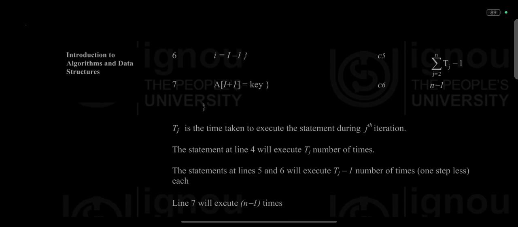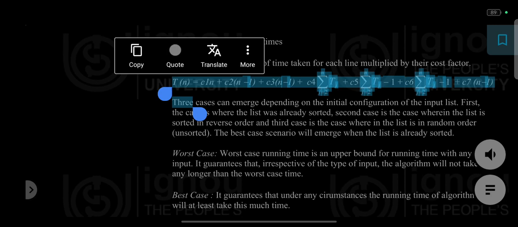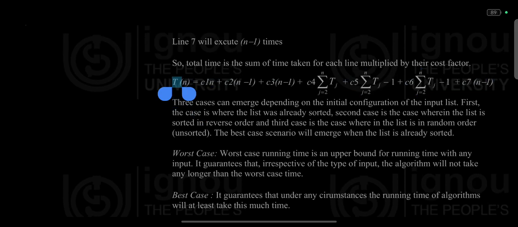So tj is the time taken to execute the statement during the jth iteration. The statement at line 4 executes tj number of times. The statements at lines 5 and 6 execute tj minus 1 number of times, one step less each. Line 7 will execute n minus 1 times. So total time is the sum of the time taken for each line multiplied by the cost factor. So please read this equation which I have highlighted, and let's move on.